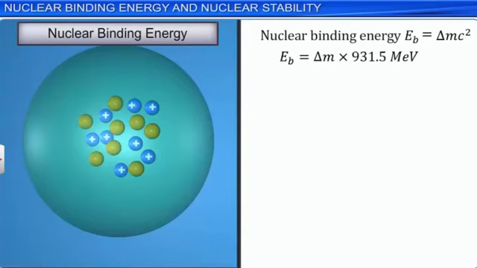Energy equal to binding energy is released when the constituents of a nucleus are brought together. This same energy is required to break a nucleus into its constituent nucleons.